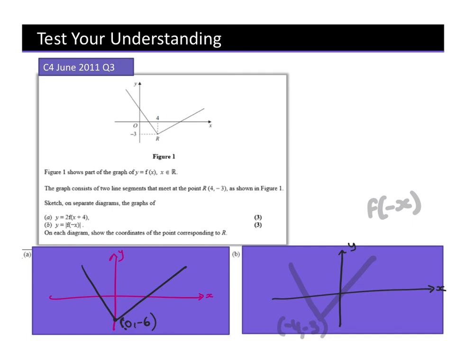We want the modulus of that graph. So now what we're going to do is make sure, oh, it doesn't cross through the origin, so it's a bit more up here somewhere. So which part do we have? This part here is positive, so I'm going to keep it. This part is positive, I'm going to keep it. This part down here is negative, so I need to reflect it in the x-axis. So here we go, I'm going to draw that in a completely different colour. Right, so the blue one is our final answer. There we go, and this coordinate is now (-4, 3). And again, make sure it clearly says in each diagram, show the coordinates of the point corresponding to R, which we have.